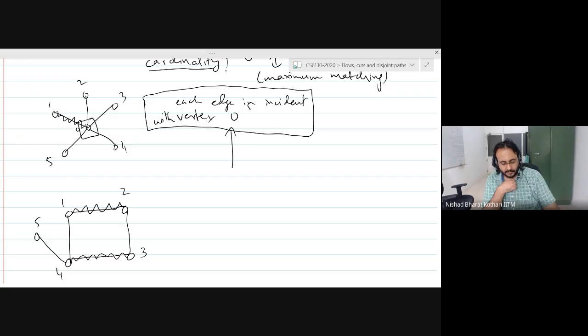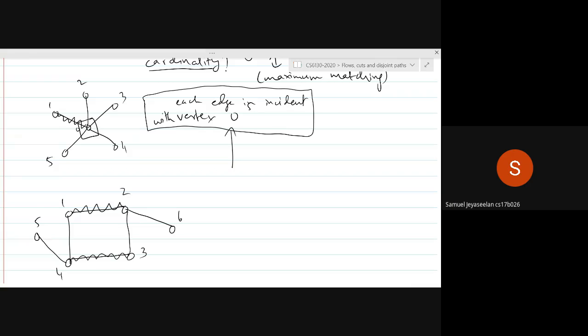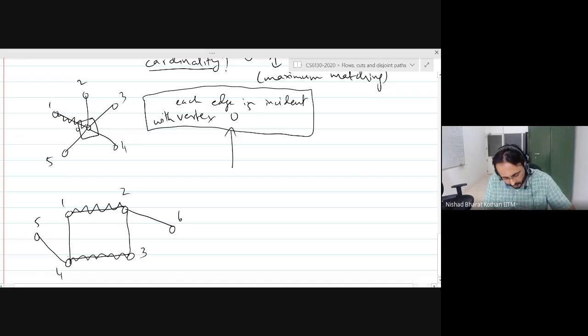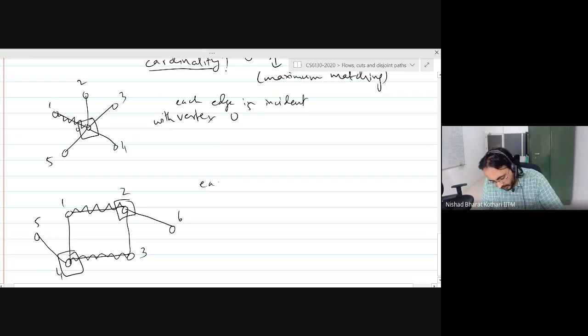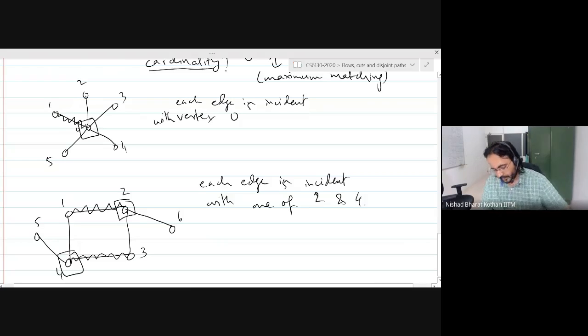And now how do you convince me? Now there's a vertex which is not covered. Maybe I'll add one more edge. Now there are two vertices that are not covered. All edges are incident to vertices 2 and 4. 2 and 4. Thank you. Okay. So here, each edge is incident with one of 2 and 4.